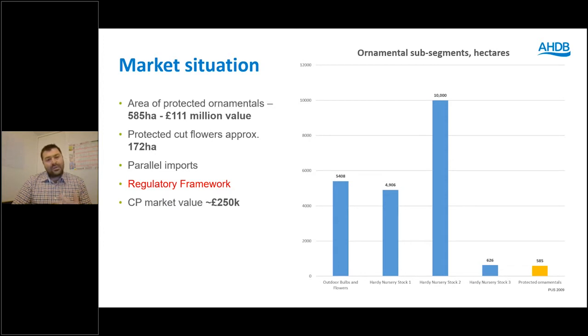So to give you a bit of an idea, our crop protection market value as a cut flower segment is approximately £250,000, which is actually very, very minor if you think that the wider crop protection market in the UK is about £1 billion.